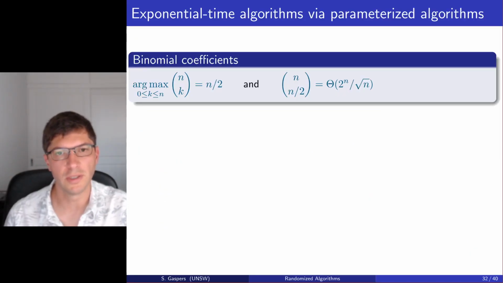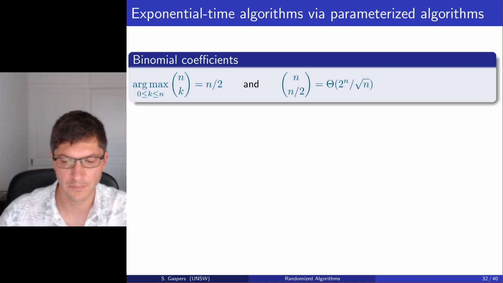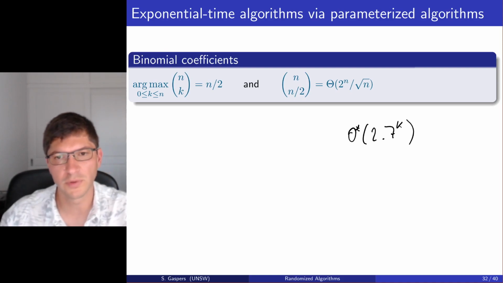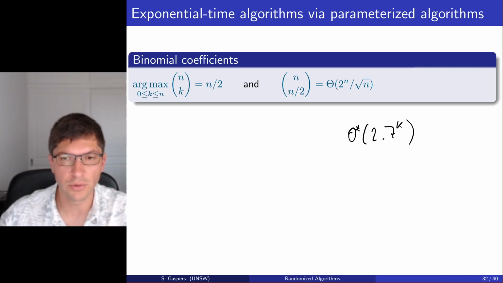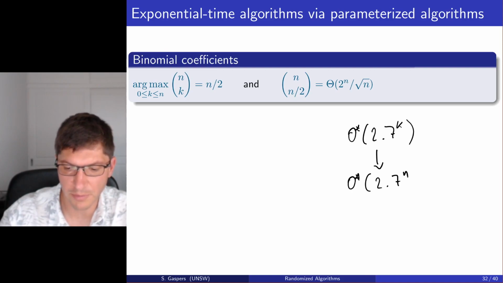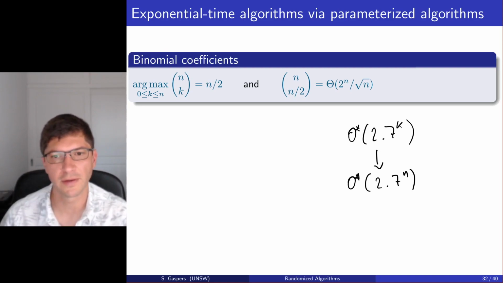Let us think a bit more generally about the following question. When does a good running time in terms of k imply a good running time in terms of n? So for feedback vertex set, we know that we have a running time in terms of k of O star of 2.7 to the power k. Let's assume that k is at most n, because otherwise we can easily solve the problem. So since k is at most n, this now implies a running time of O star of 2.7 to the power n. But of course, this is not very interesting because we have a much faster algorithm already.